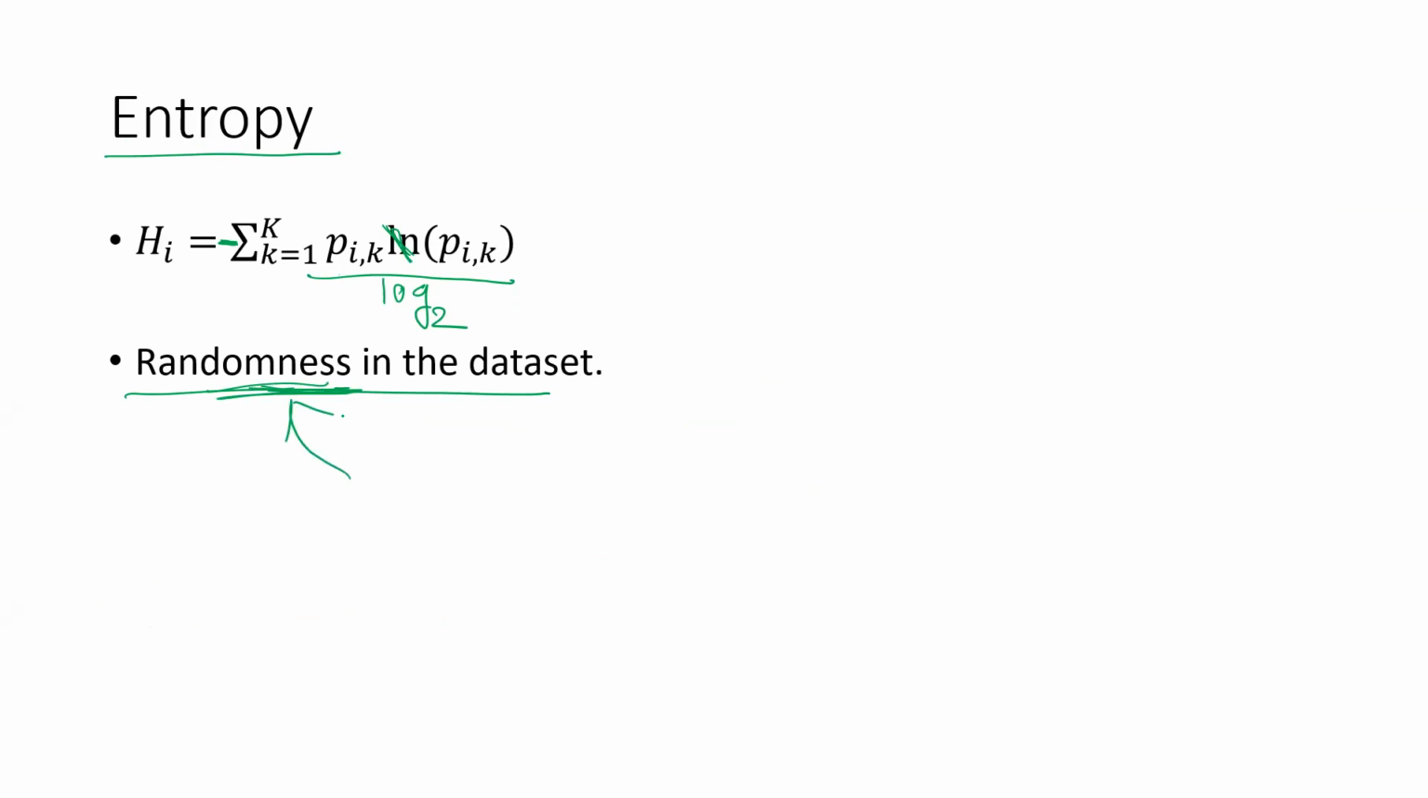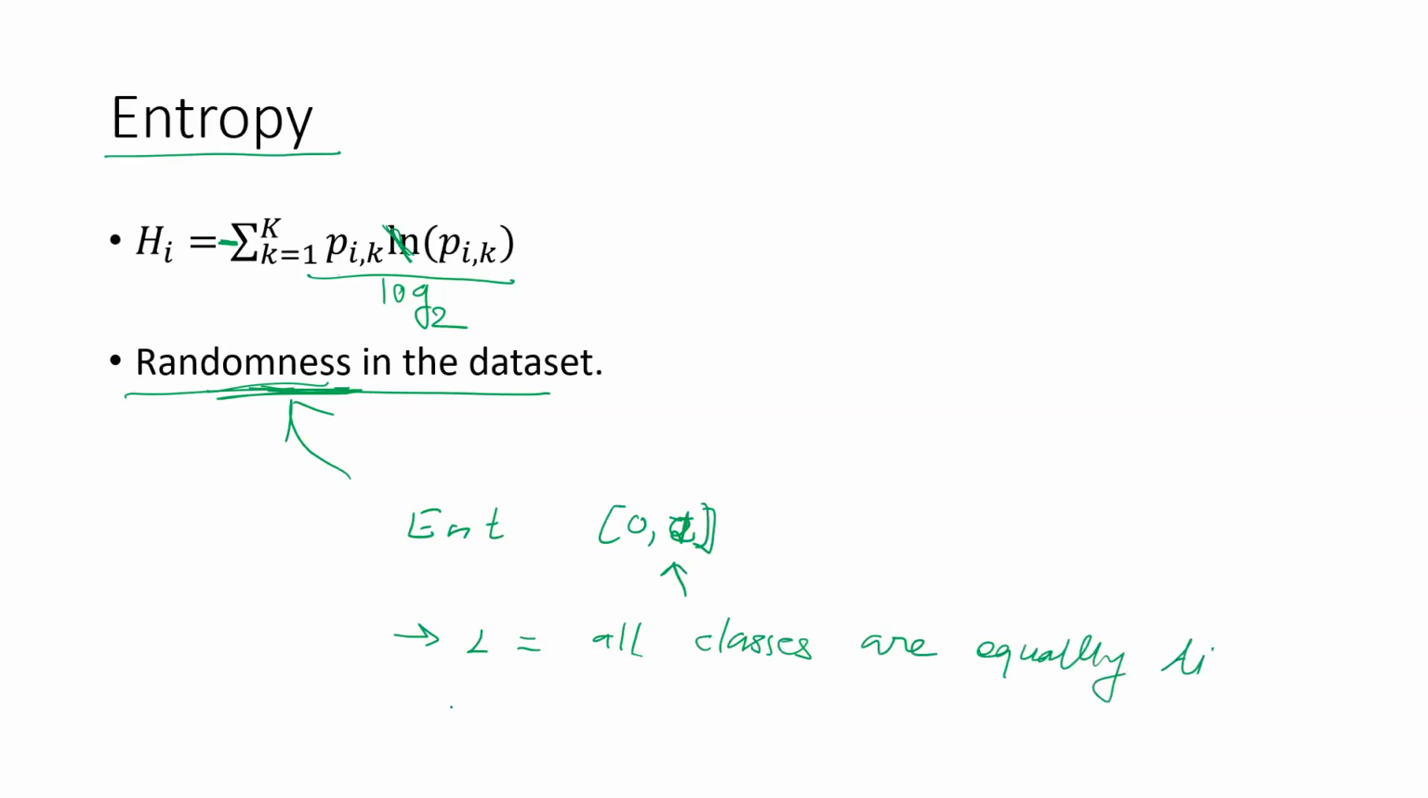One more thing here: entropy takes values between 0 and 1. It will be 1 when all the classes are equally distributed. 1 means the highest randomness, meaning all classes are equally distributed. And 0 means a pure node. A pure node means the node contains examples of only one class.